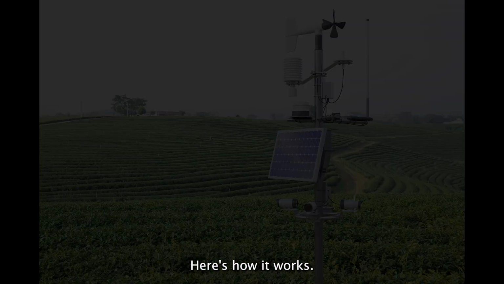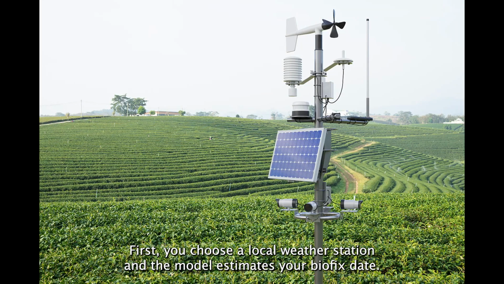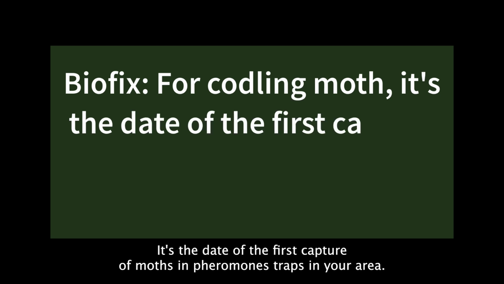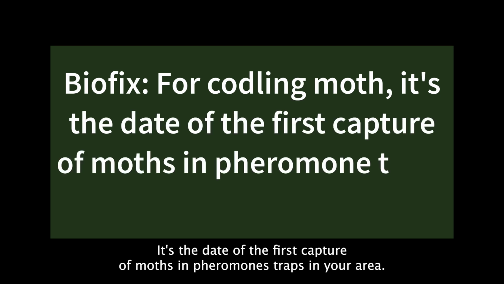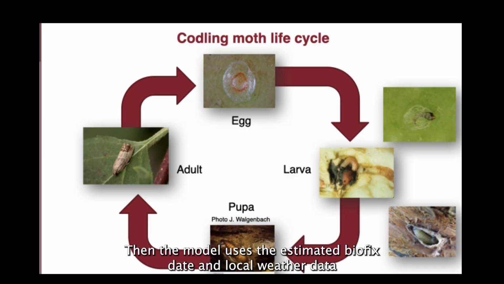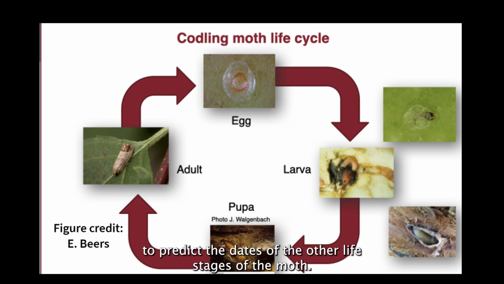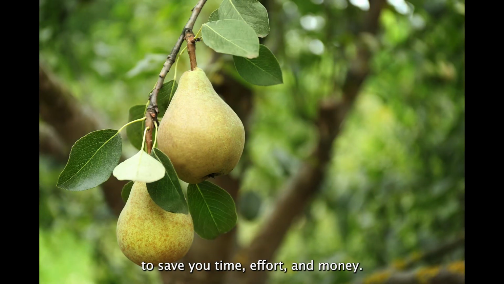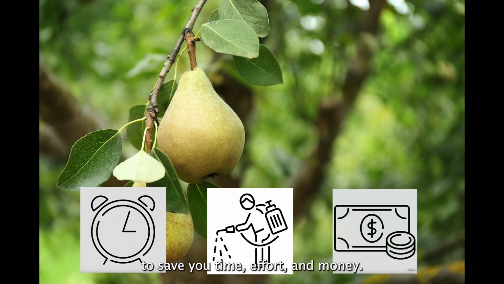Here's how it works. First, you choose a local weather station and the model estimates your biofix date. What is a biofix date? For codling moth, it's the date of the first capture of moths in pheromone traps in your area. Then, the model uses the estimated biofix date and local weather data to predict the dates of the other life stages of the moth. All this is done automatically, all at once, to save you time, effort, and money.